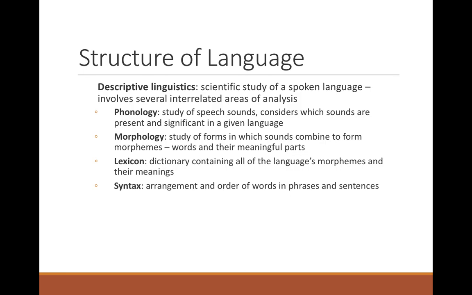The lexicon refers to the dictionary that contains all of the language's morphemes and their meanings. And so we'll talk about this with respect to something called a focal vocabulary. When we need more lexical contrasts, we create more distinctions. And then lastly, the fourth area of descriptive linguistics is syntax. This is how we arrange words in phrases and sentences. And so we'll talk about this with respect to Noam Chomsky with the idea of universal grammar, and then Sapir and Whorf with the idea of how language influences thought.